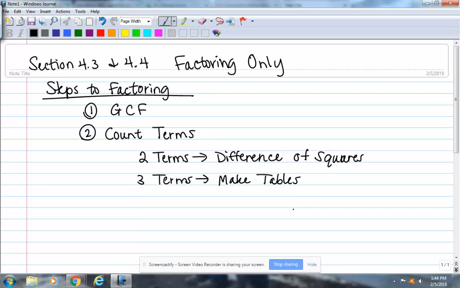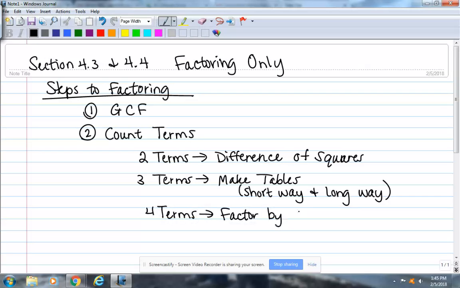If you were here Friday, we did some of that. Also, in the 3 terms, there is a short way and a long way. And we will talk about both of those ways today. And if there's 4 terms, we're going to use factor by grouping. All of this we did in Algebra 1 for like a month.